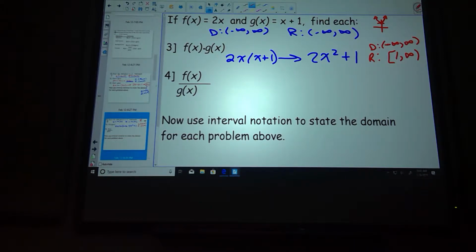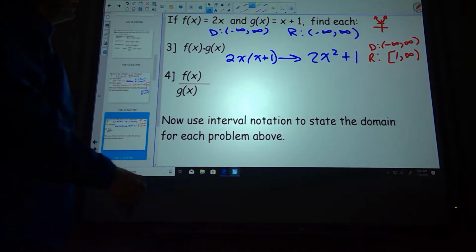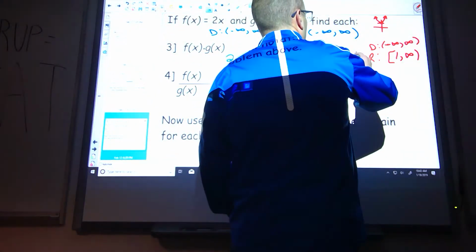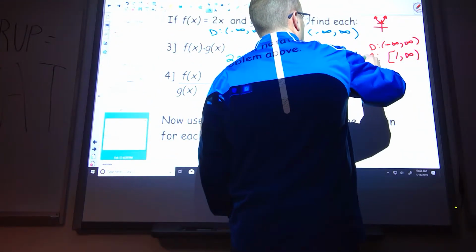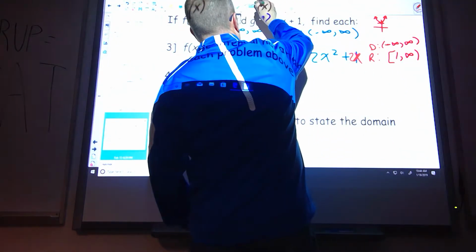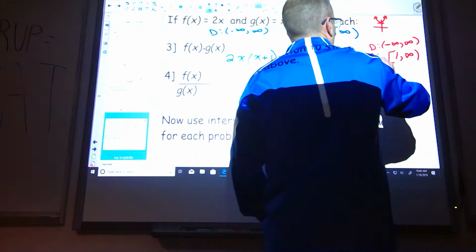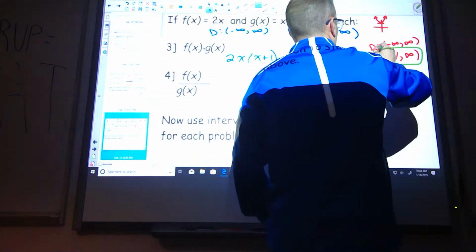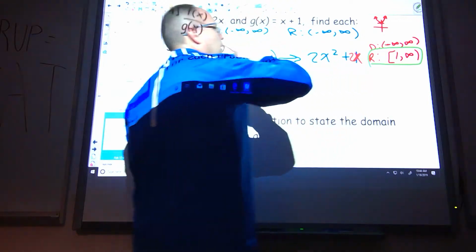Okay? So when you're distributing the 2x over, wouldn't it be 2x squared plus 2x? It sure would. What does that mean then? Hang on, I made an error. Thank you. So hang on. This has got to be modified.